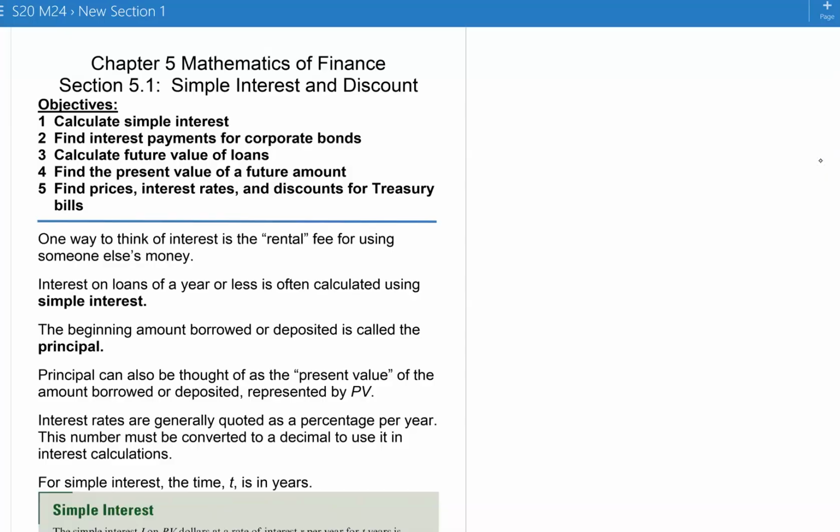So Chapter 5 is the mathematics of finance, and we're going to start with simple interest and discount, which are related. And I think an interesting way of thinking about interest is as the rental fee for using someone else's money. So you either get to collect the rental fee for letting someone else use your money, or you're paying somebody the rental fee if you're using someone else's money.